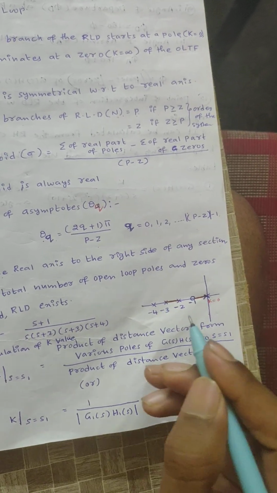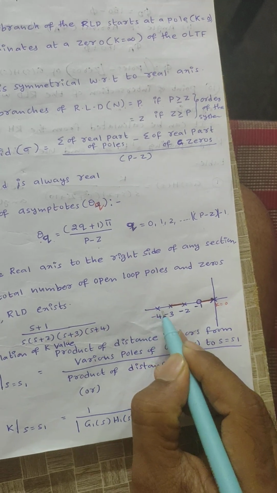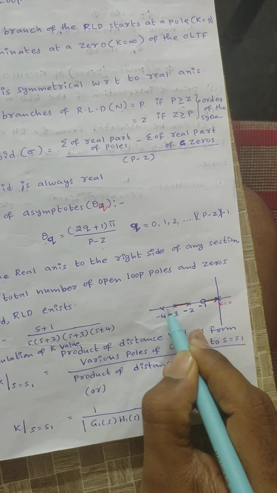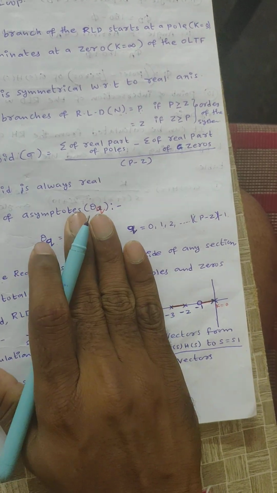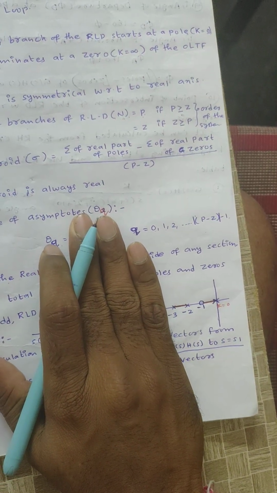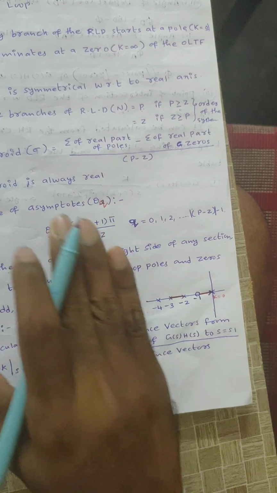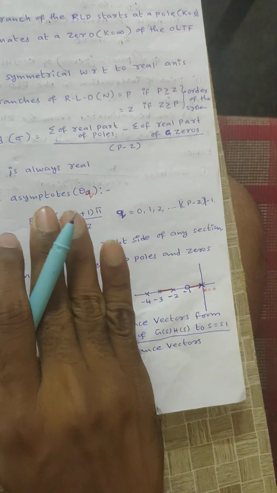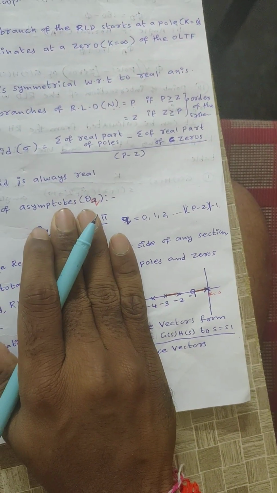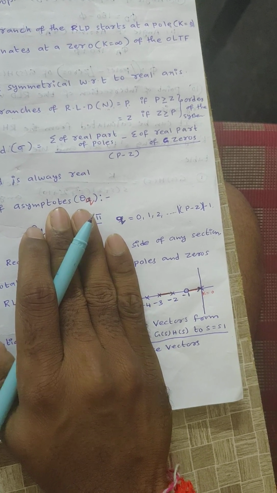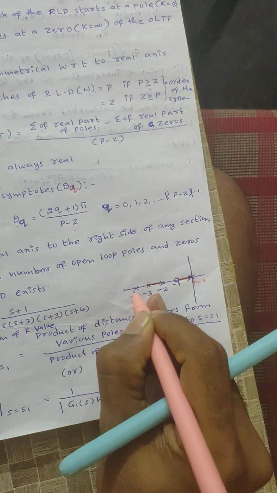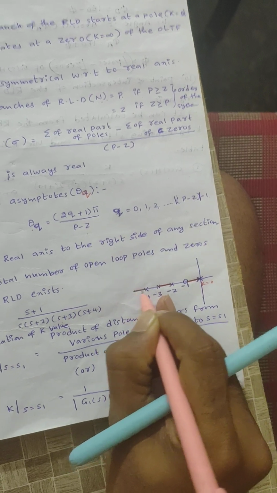Okay, next, now see here, next I am closing this pole, then the sum of poles and zeros will be 4, so no RLD exists. After that I can close this one, then the sum of poles and zeros will be 5: 1, 2, 3, 4, 5, right? Then the RLD will exist from this point to infinity.